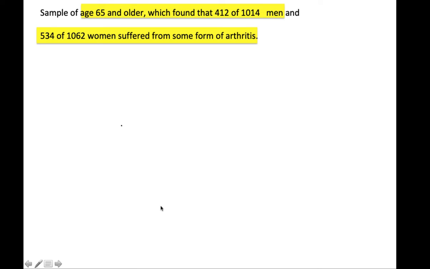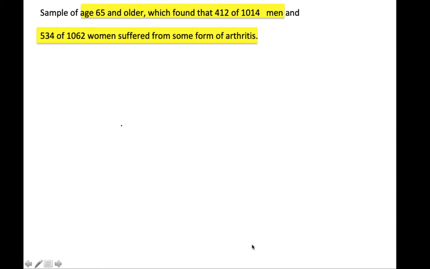Hi students, today I'm going to show you how to use StatCrunch to get confidence intervals and test hypotheses when you're comparing two proportions. The problem we're going to consider is whether or not men who are over 65 are more likely to have arthritis than women of the same age.